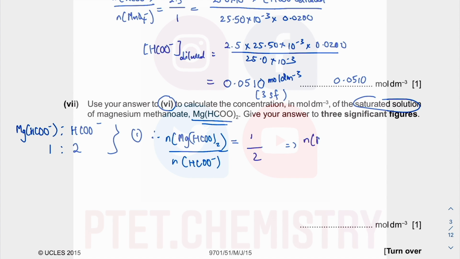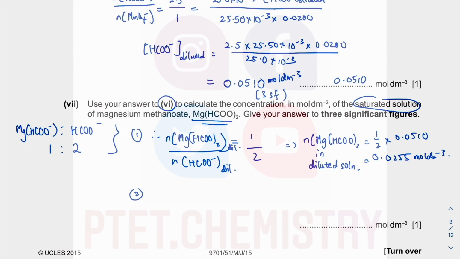Therefore, the mole of MgHCOO twice is half times 0.0510, and I get 0.0255 mole per dm cube. This is in the diluted solution, because this is in the diluted solution. All right, so this is in the diluted, this is in the diluted.